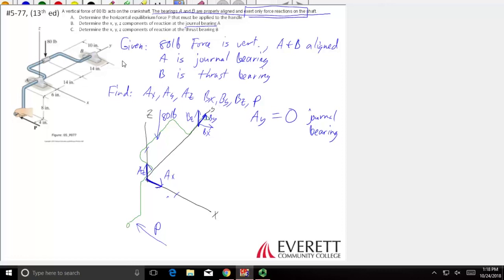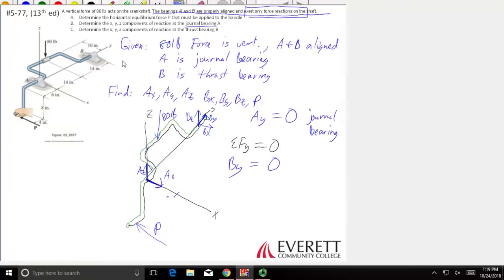How about the y direction? How many unknowns would I have? 1. So why don't I do that first? Okay, so sum of the forces in the y equals 0. What are my forces in the y? BY. It must equal 0, because there's only one force. If I do sum of the forces in the z, how many unknowns will I have? 2. So I don't want to do that either. What equation might I want to do next? The moment about... yeah, very good.